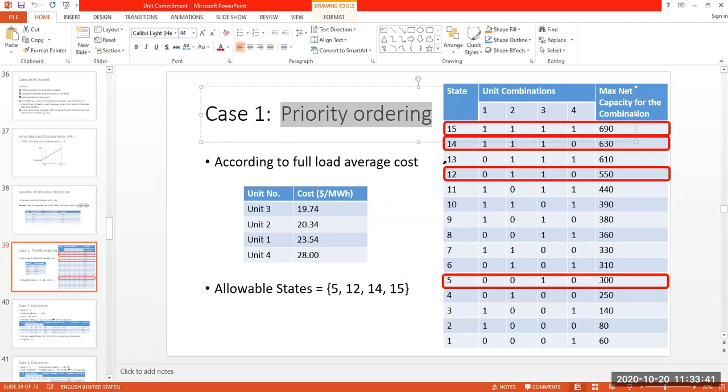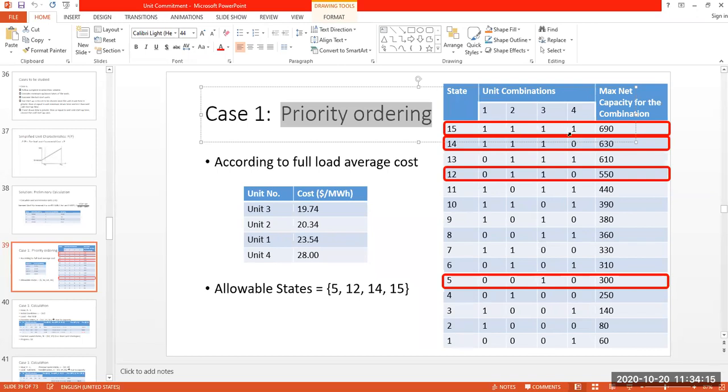So you can't choose 13. You can't choose 13 because 13 would give me a state where unit 1 is off, but unit 4 is on, and that can't happen. We have to choose unit 1 before you choose unit 4. So it goes like this. You start with unit 3, then if you need anything, you take help from unit 2, then if you need anything more, you go for unit 1, then if you need anything more, you go for unit 4.